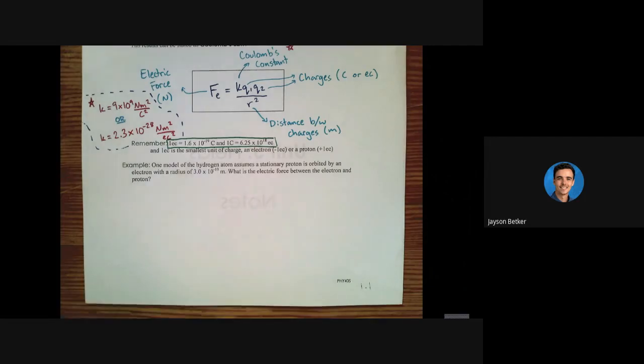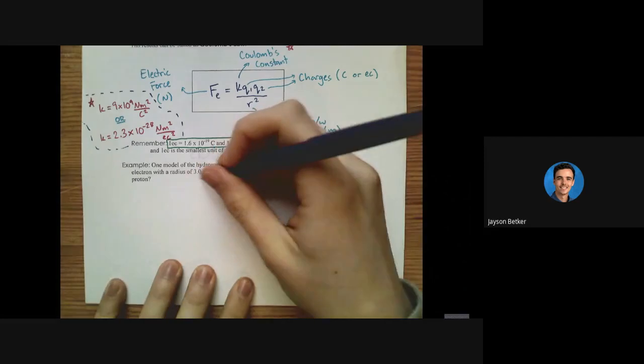I don't know about you, but before this, I really wouldn't have considered what that would be, but there obviously is an electric force that's holding that electron in orbit. So that's what we're going to find right now. So let's just write out some of these things.